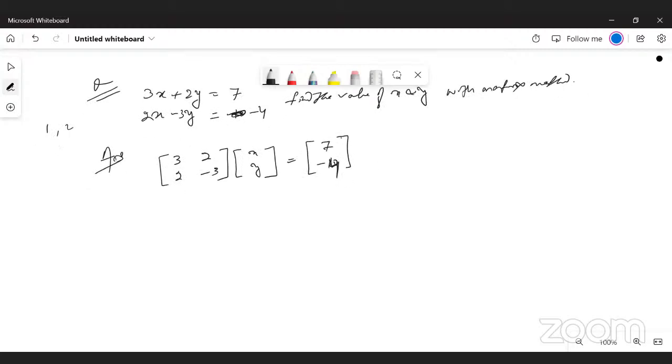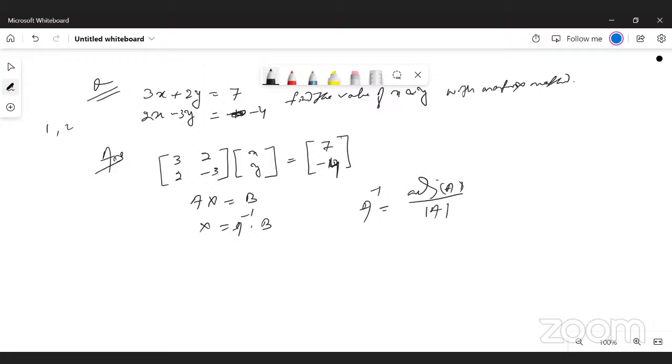We assume this is the matrix A, this is the matrix X, that equals matrix B. Now, AX equals B. That means X equals A inverse into B. So first we calculate A inverse, then multiply by B to find the solution of X and Y. We already know A inverse can be calculated as adjoint of A divided by determinant of A.